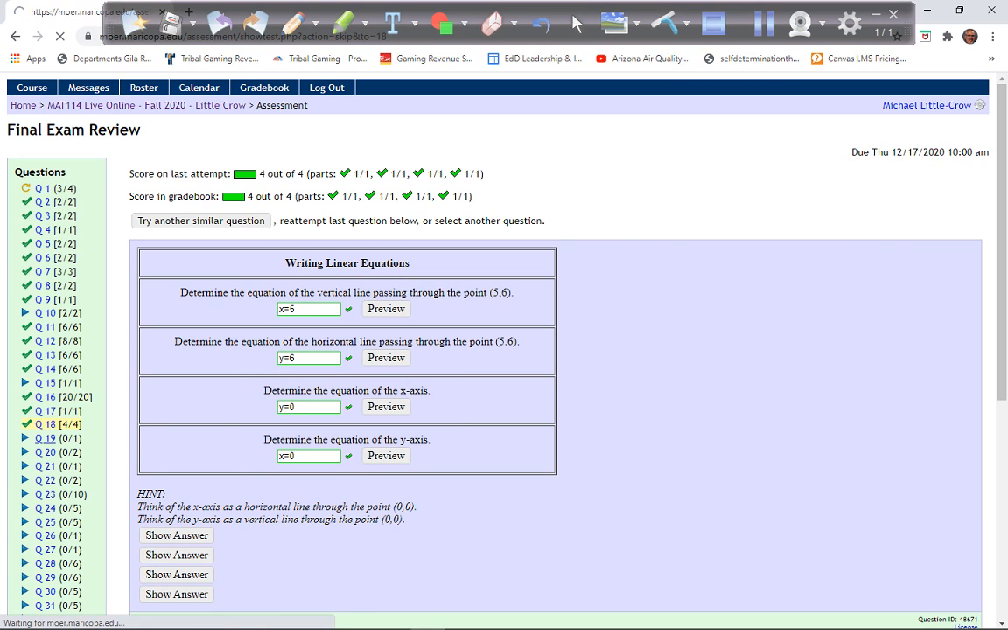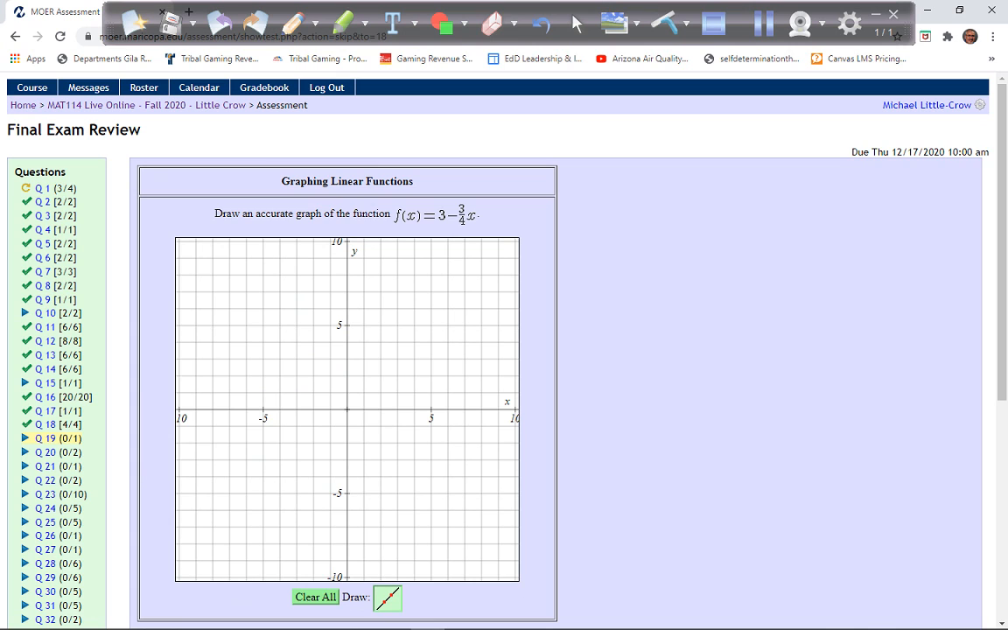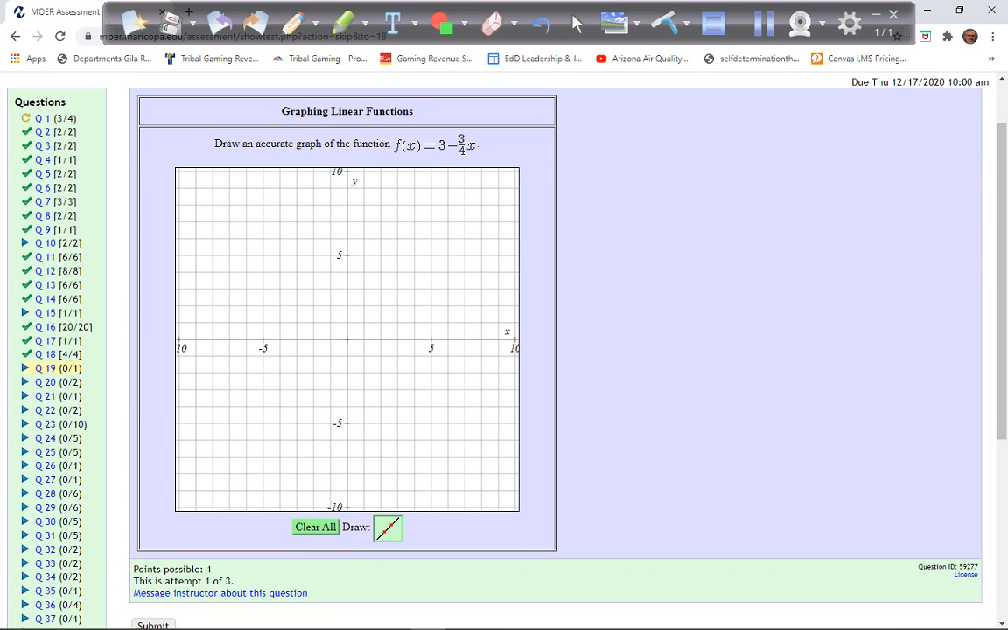Let's take a look at 19. Keep moving along. Now we need to draw an accurate graph of this function. The tool we have is the line drawing tool. We need to get 2 points and connect them. The one I would start with is the y-intercept, and then we'll use the slope. The y-intercept is 3, so it's (0, 3). We start here, 1, 2, 3. There's our first point.